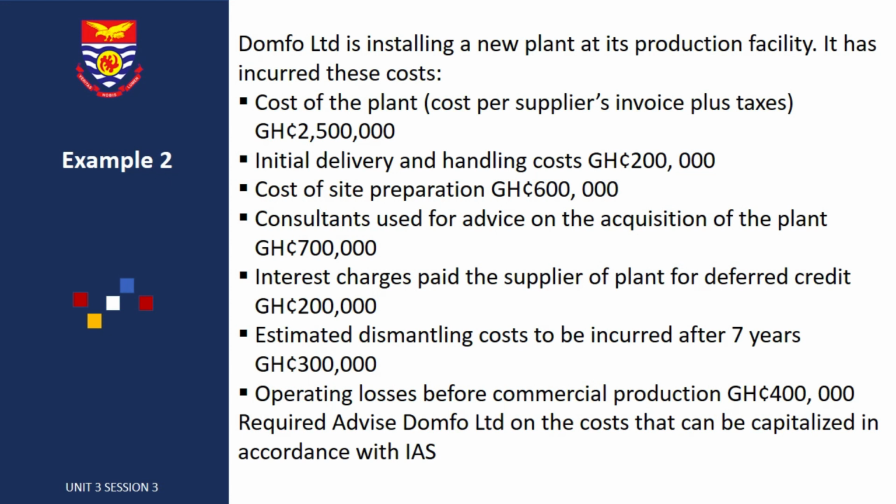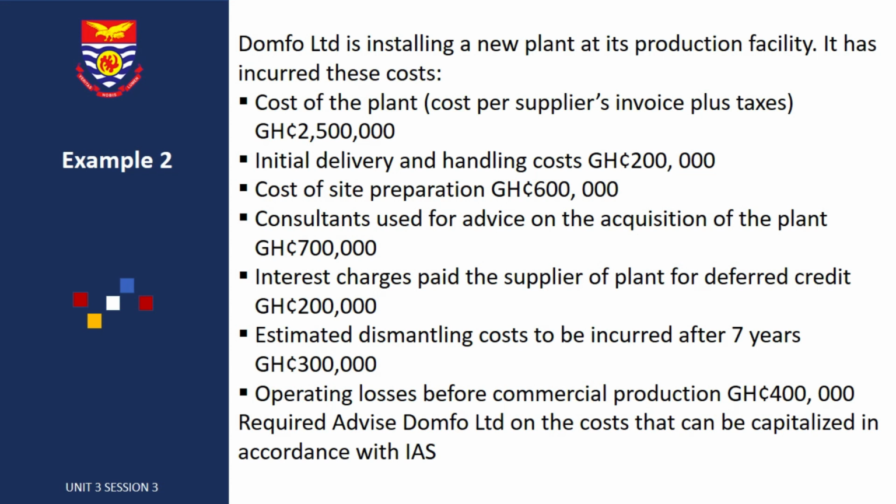Then the third one, cost of site preparation, is directly attributable, 600,000, must also be capitalized. We have consultant fee paid, and here it is the professional fee, must also be added. 5. The interest charges paid to the supplier, 200,000. It is an interest charge for a deferred credit item. It is not directly related to the installation you are doing. So this 200,000 is not supposed to be added to the value of the asset, but rather must be expensed, sent to the income statement.